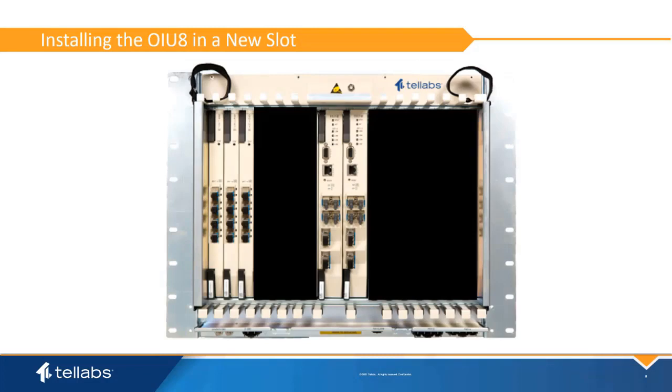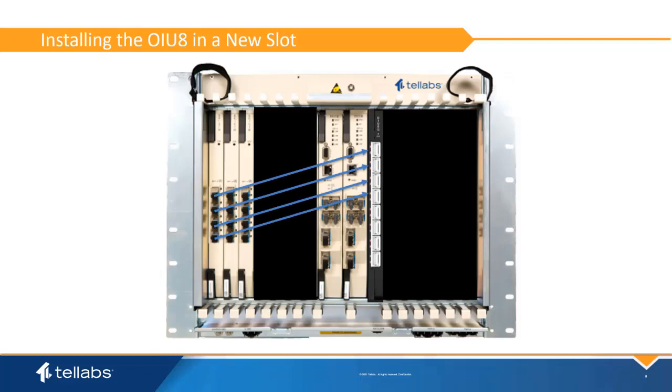If there are slots available in the OLT, the OIU8 can be installed and service can be transferred from the QOIU7 to the new slot. The advantage of doing this is to pre-stage all the configuration, enabling a rapid transition to service on the new card when the fibers are moved. The system supports either copying or moving of PONs from one card to another.